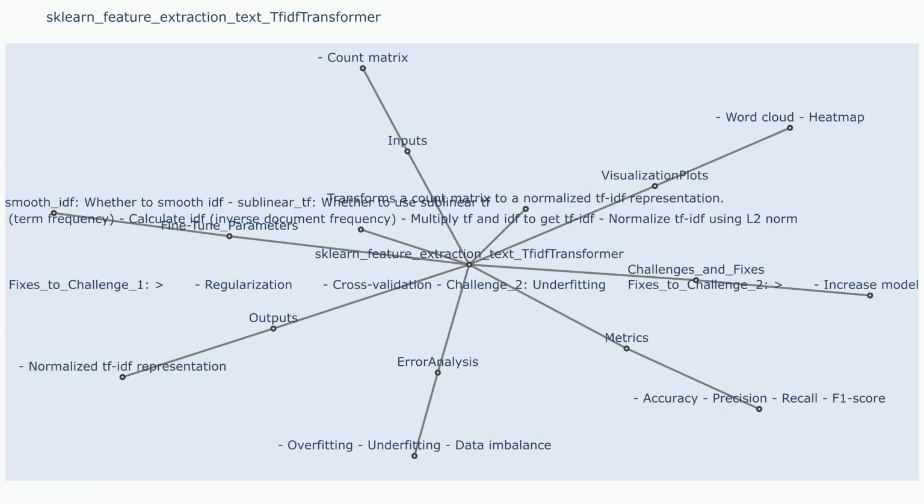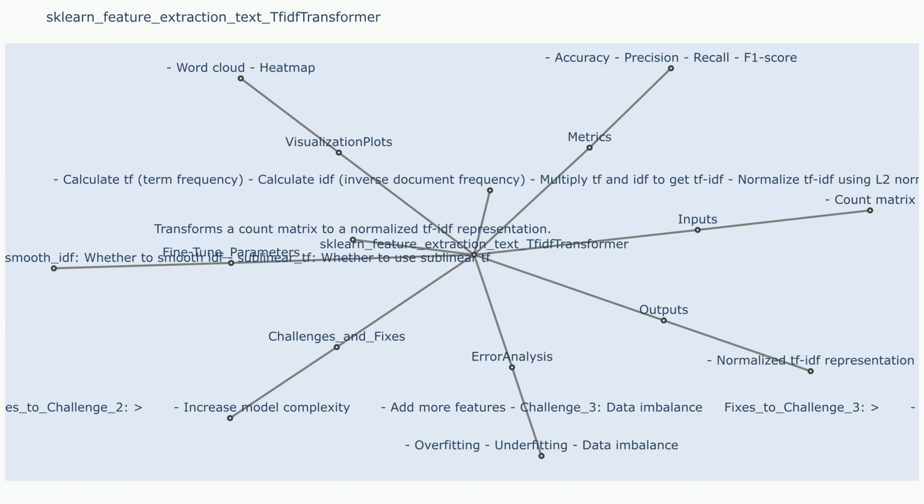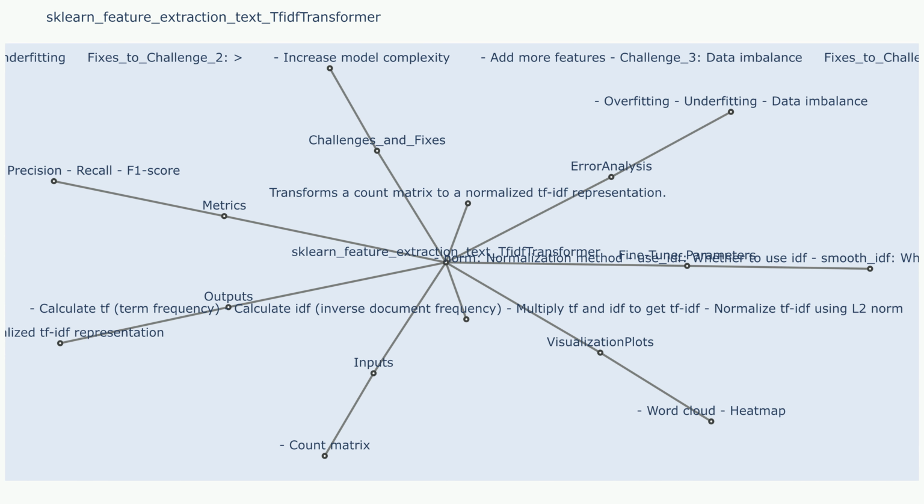Fine-tune parameters. Norm: L1, L2, none. Default L2. L1 normalizes each document to have unit L1 norm. L2 normalizes each document to have unit L2 norm. None. No normalization is performed. use_idf, Boolean. Default true. True. Use inverse document frequency (IDF). False. Do not use IDF.